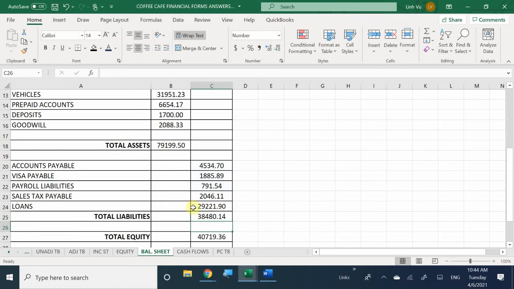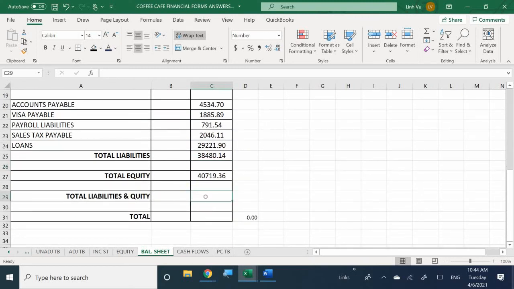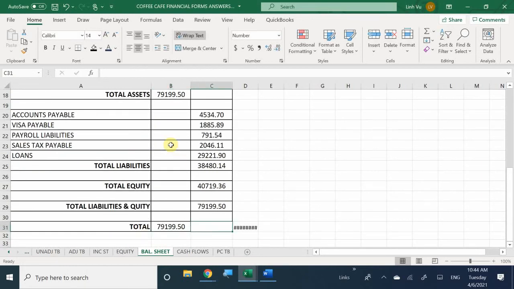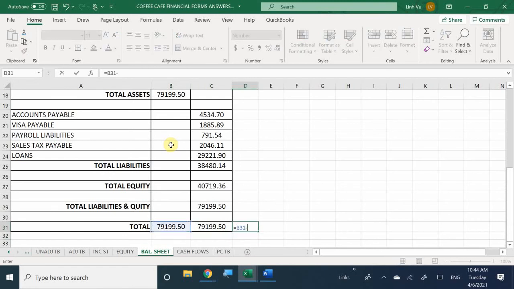Okay. And then I'm going to total up my liabilities plus my equity to get my grand total of 79,199.50, which, what does that mean? Our accounting equation holds true, right? My assets does in fact equal my total liabilities and my total equity. All right.